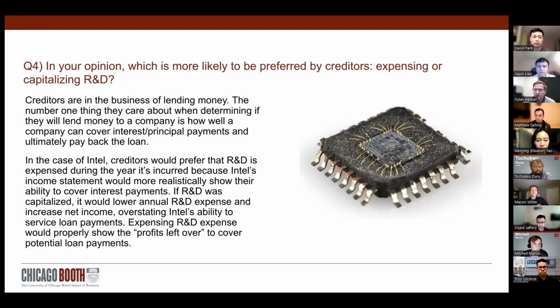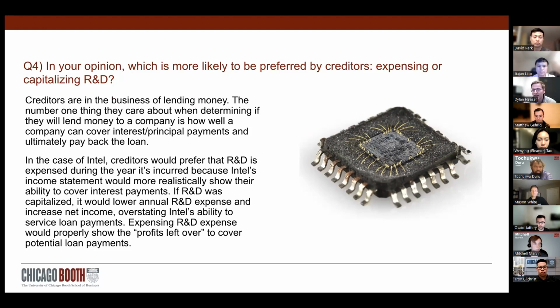They're in the business of lending money, and when they're deciding on who they're going to lend money to or which company, the main thing they care about is how well that company is going to be able to service those debt payments and ultimately pay back the loan. And so I think in the case of Intel, creditors would prefer that R&D is expensed entirely the year that it's incurred, because it more realistically shows their ability to cover interest payments.